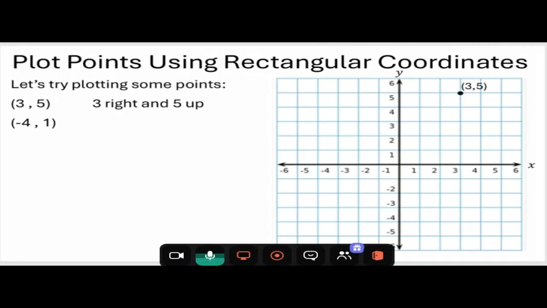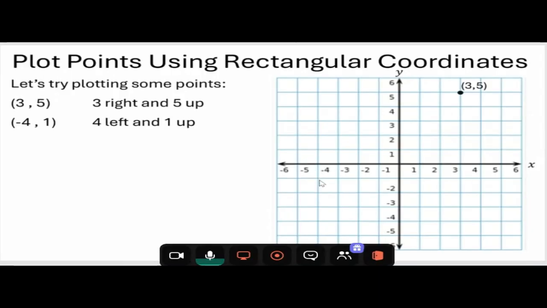Here's one that has a negative in it. So x is -4 and y is 1. That means I'm going to go 4 to the left and 1 down. Sorry, I lied. 4 to the left and 1 up. +1, right? -4, so 4 to the left. +1, so 1 up. Right there, (-4, 1).